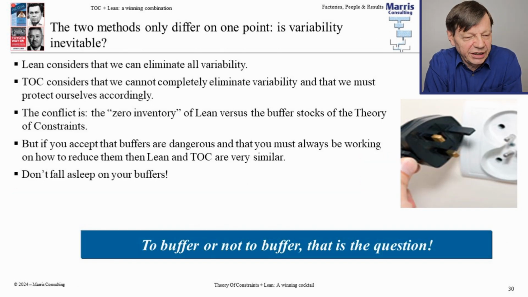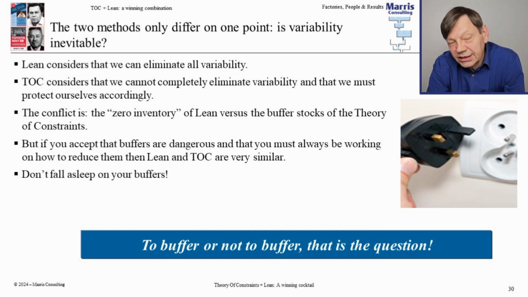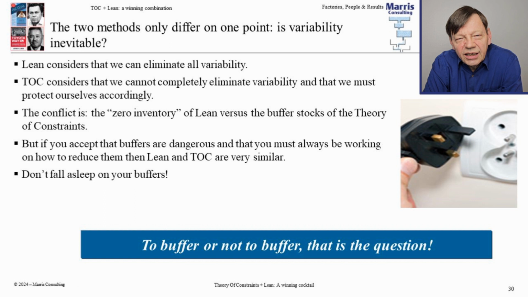And we get to the only real difference here, right? Which is about to buffer or not to buffer. Am I allowed to break the one-piece flow rule and have piles of stuff in my factory? Lean says no, theory of constraints says yes, okay? And I still maintain, that looks like a big difference, right? And it is, but it's confusing because they're both trying to do exactly the same thing, right?